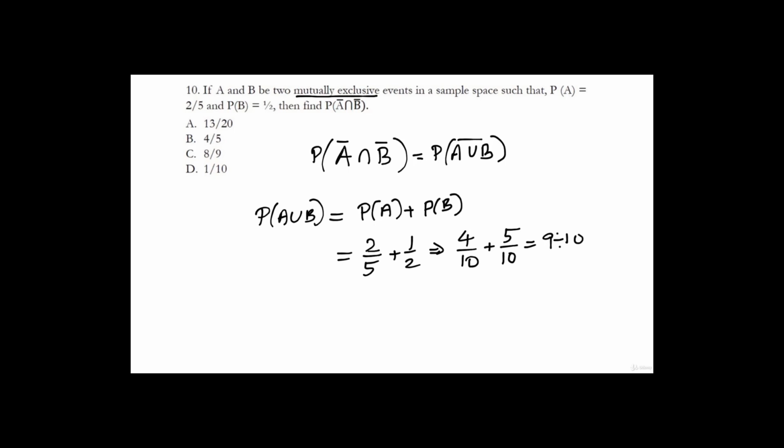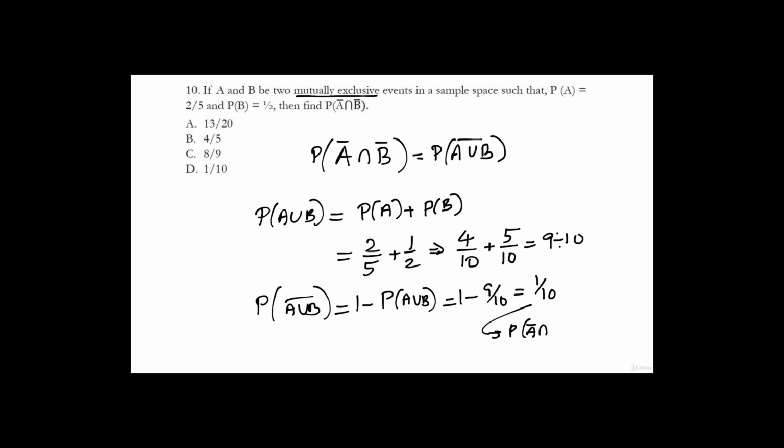Now, P of A union B the whole complement is 1 minus P of A union B, which is 1 minus 9 by 10, which is 1 by 10, and this is equal to P of A complement intersection B complement. So option D is the right answer.